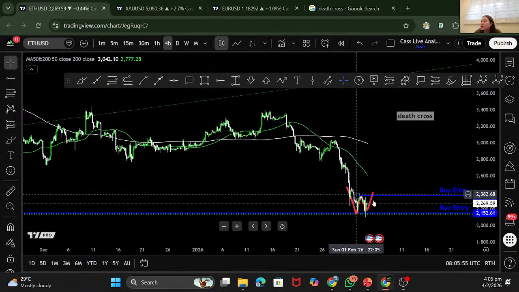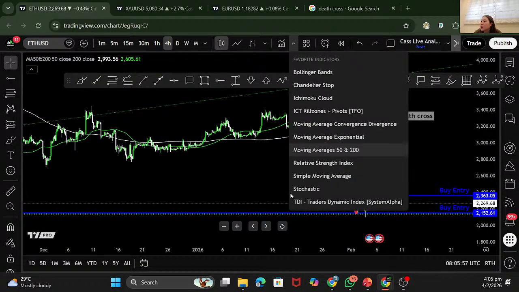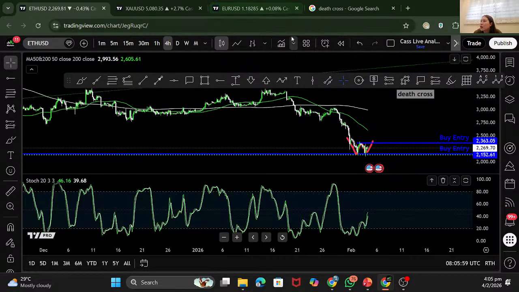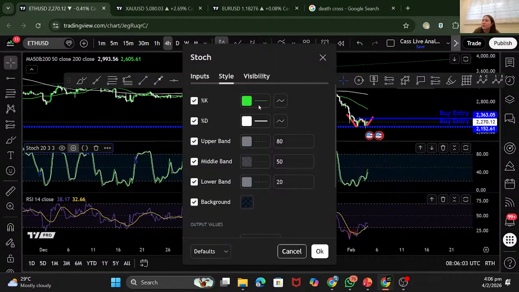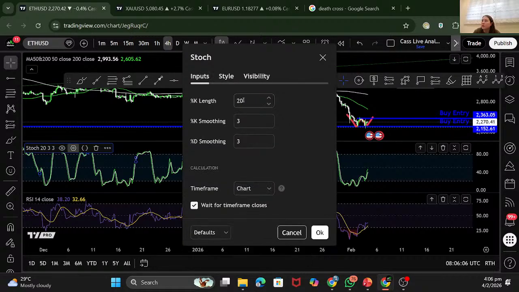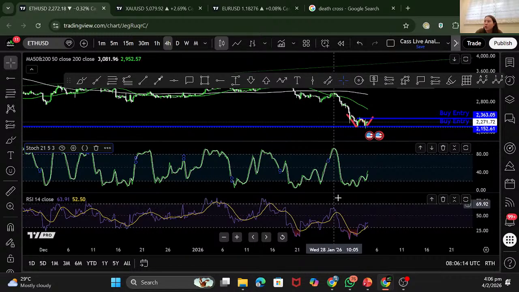Okay, the next one will be the stochastics. Give me a moment to pull that out. Stochastics and RSI. The settings that I usually use are 21, 5 and 3. You can use whatever works for you. This is what works for me.